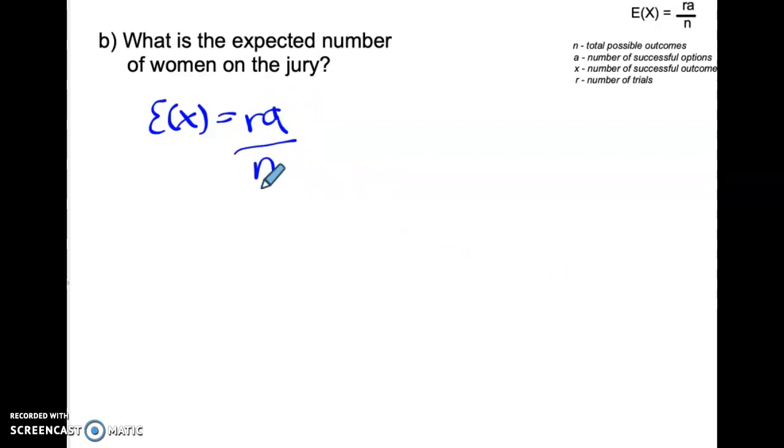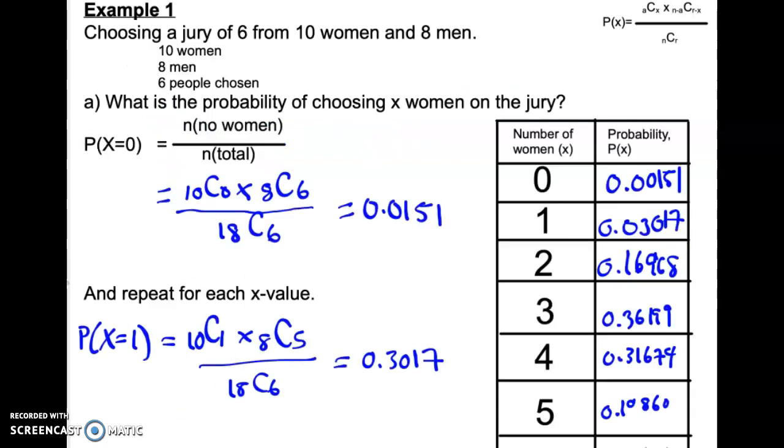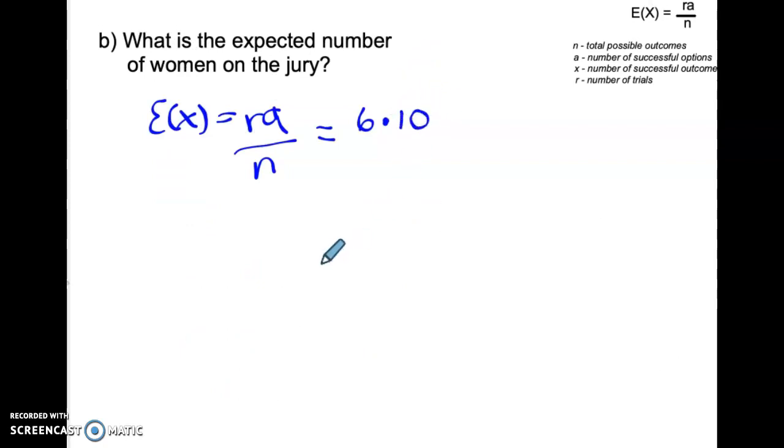It spells the word ran, if you need to remember it. So R is the number of trials. So that's the number of things that we're selecting. So in this case, it was 6 jurors. A is the number of successful options. So that's the number of possible things that we wanted to choose from. So in our case, we wanted women, and there was 10 women. So there's 10 different positive items to choose from. And then on the bottom, N is the total number of possible options, and there's 18 people.